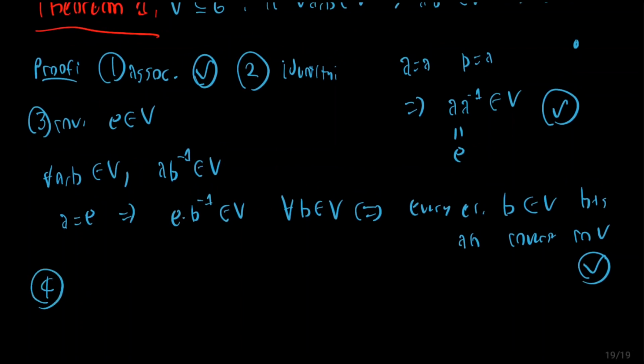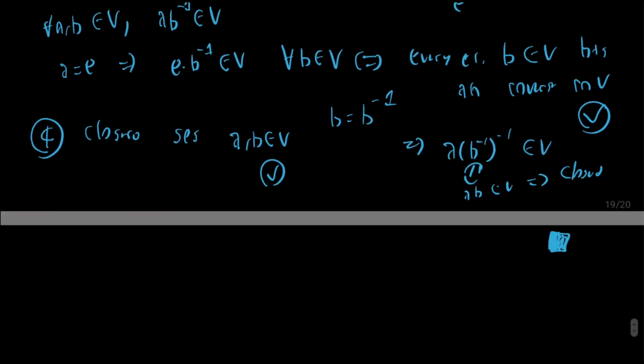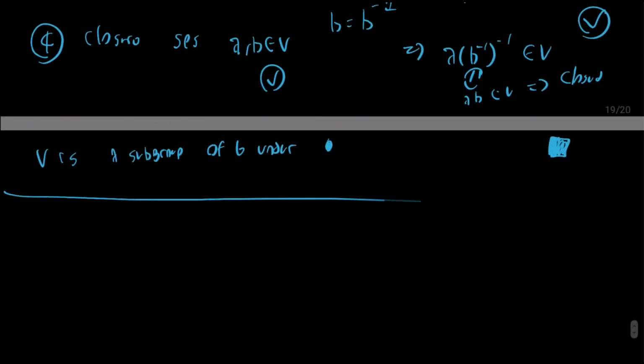So the last thing that we want to satisfy is the closure. Now suppose we have A and B in V. By putting B equal to B to the minus 1, since we know that B to the minus 1 is in V, since the inverse of every element of V lies in V, then we know that A times B to the minus 1 is in V. In other words, A times B is in V. So the operation is closed, and so we have concluded our proof. Indeed, V is a subgroup of G under this dot operation. Nice.